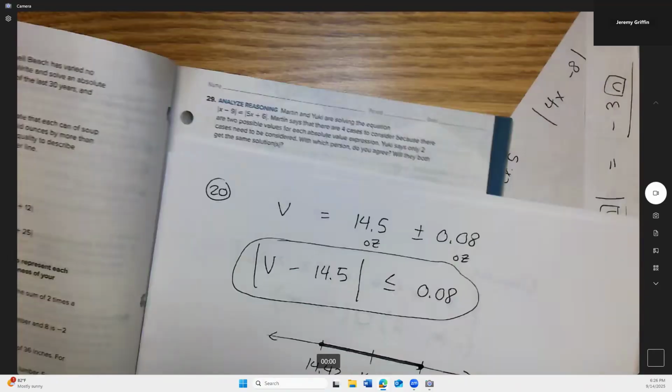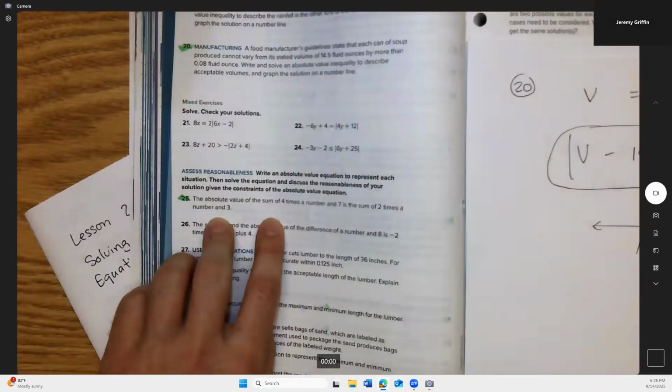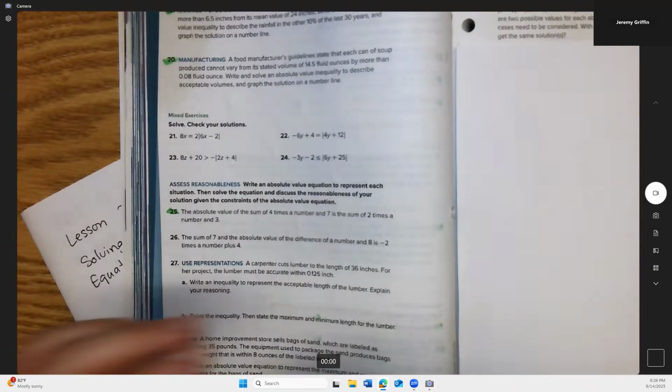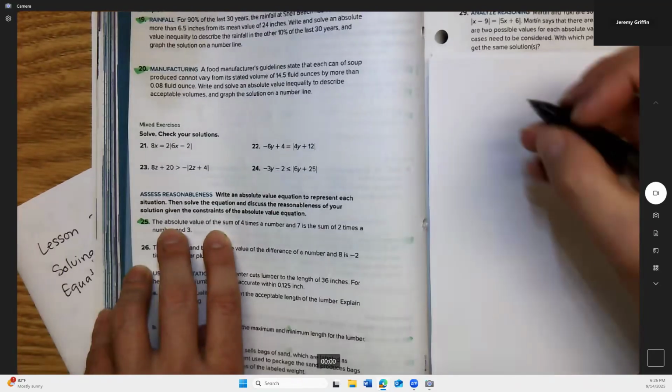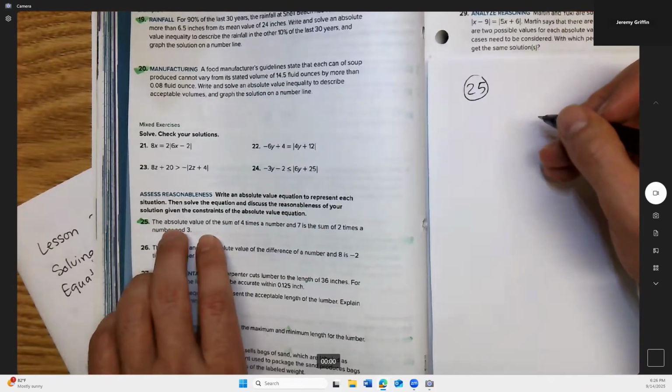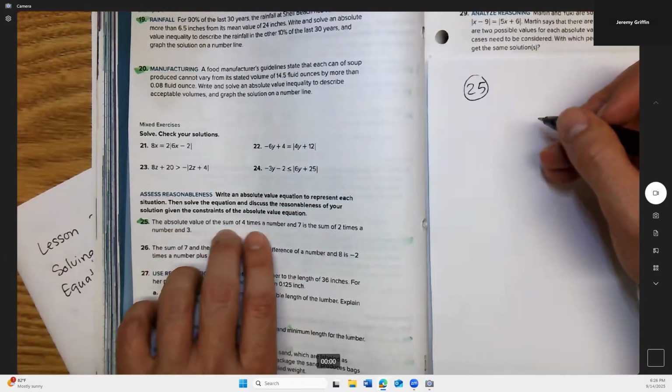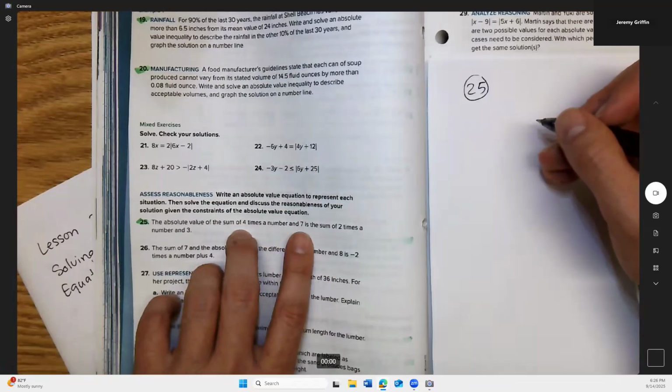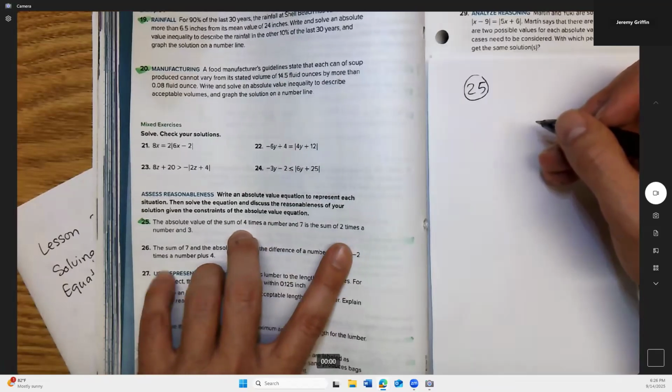25. All right, so they have this word puzzle. They want you to translate this into math, what this would look like mathematically. It says the absolute value of the sum of 4 times a number and 7 is the sum of 2 times a number and 3.